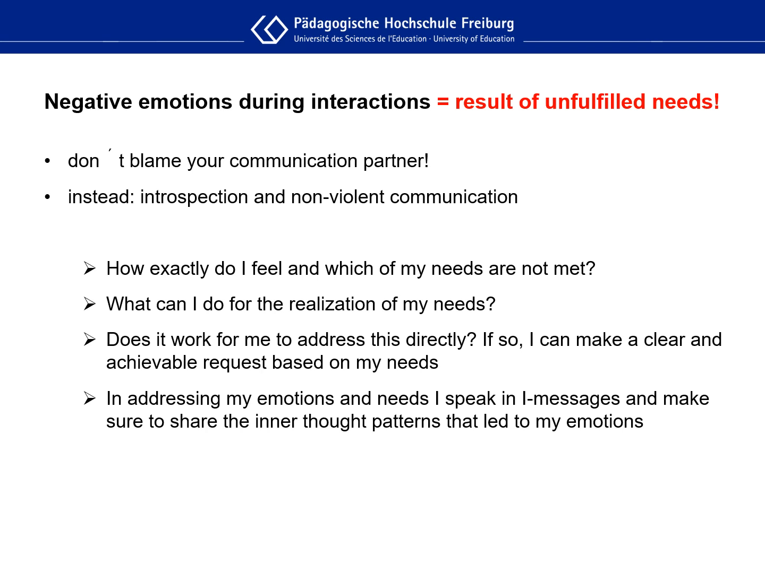If it works for you to address things directly, you can make a clear and achievable request based on your needs. When addressing your emotions and needs, always make sure to speak in I messages and to let your partner share in the inner thought patterns that led to this emotion. For example, when we talk about my family relationships and you're looking at the floor, I feel stressed because my need for contact and trust is not being met, which I need when I talk about sensitive topics. It may be a cultural thing, but for me, contact and trust are largely created through eye contact. If possible, could you please make eye contact with me every now and then in our conversation?